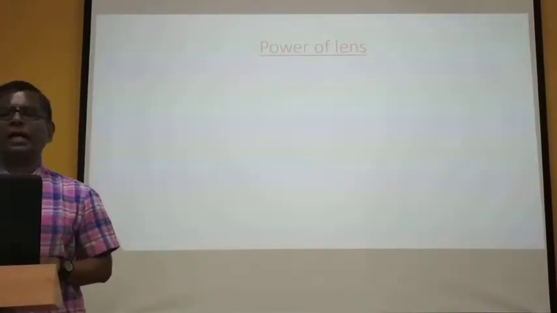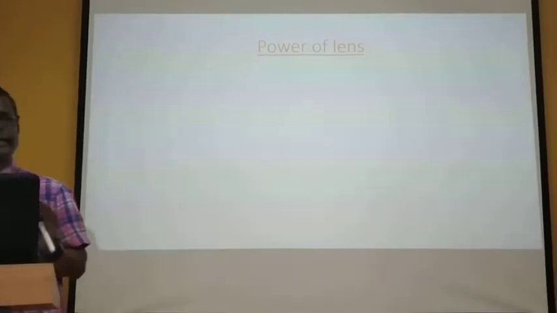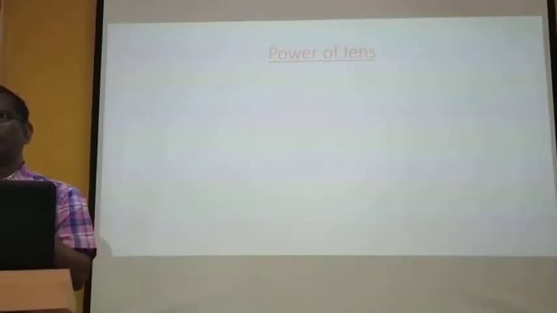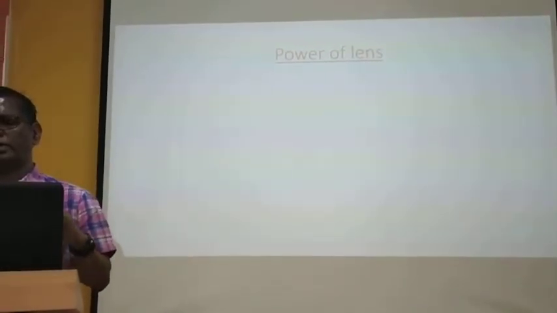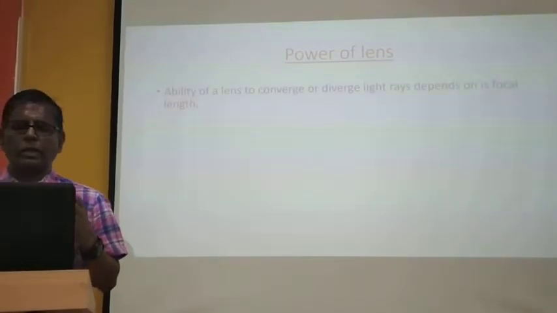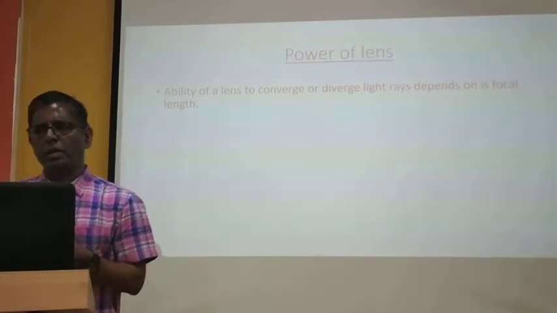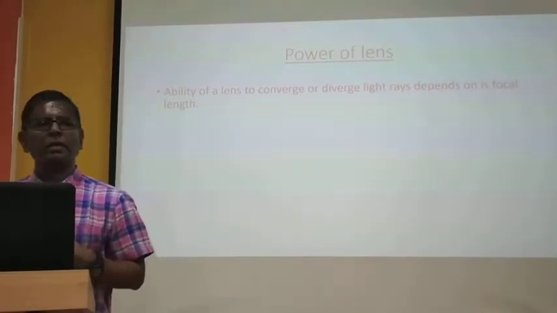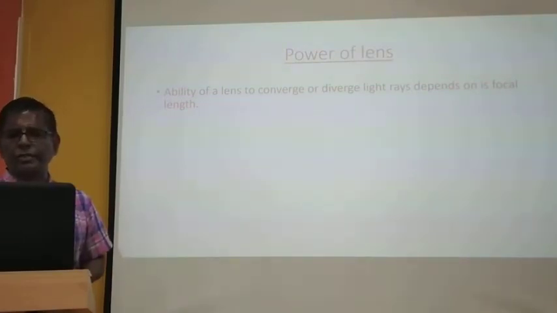Now the next comes, what is the power of a lens? You have already seen that if you take the converging lens, what is the lens doing? It is bending the light towards the focal point. So the power of a lens depends upon the focal length, the ability of the lens to bend the light rays.